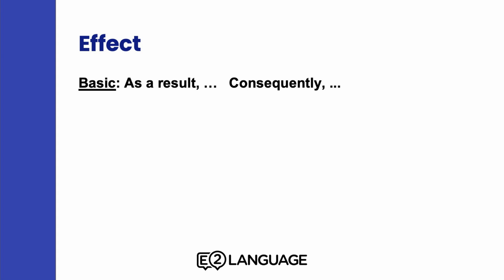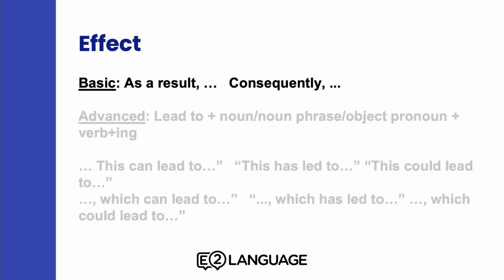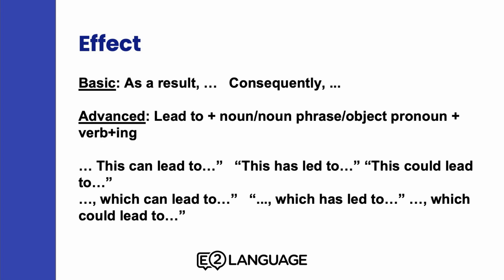Slightly more advanced forms might look like this. Full stop, this can lead to, and then you express the idea. You could also change it to comma, which can lead to. So there's many ways that you can show effect, and in our course we have all these different ways that you can extend your ideas. This is one grammatical structure we'll look at specifically here today.